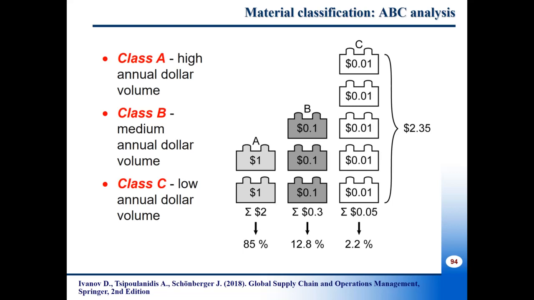2.35. The 2 red blocks take only 20% of the total inventory amount, but they create 85% of the inventory cost. So the total inventory cost is 2 plus 0.3 plus 0.05, meaning 2.35. However, for the middle Lego, the B items cost 0.3. But the highest number of items, that is the white block, cost the least at 0.05, so only 2.2%.